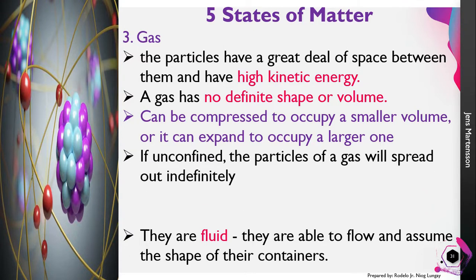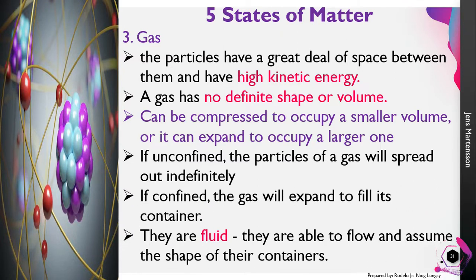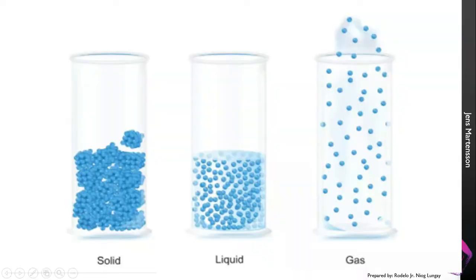Okay? So, if unconfined, the particles of a gas will spread out indefinitely, no? For example, air is made up of gases. So if it is not placed in a closed container, it will escape or spread out indefinitely. However, if it is confined, the gas will expand to fill its container. Okay? So you can see here the difference between the particles of solid, liquid, and gas. You can see the solid is more tightly packed. Liquid is looser compared to solid. However, as you can see here, the particles of gas are far apart because they are not tightly packed and they are loose particles.